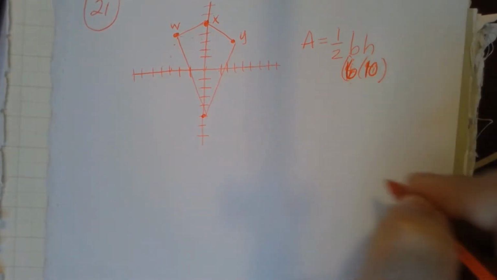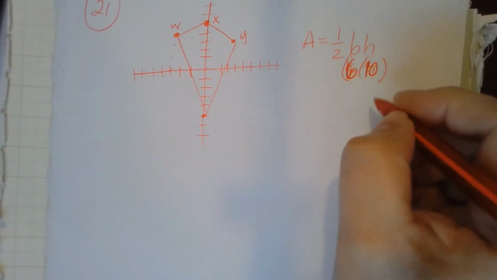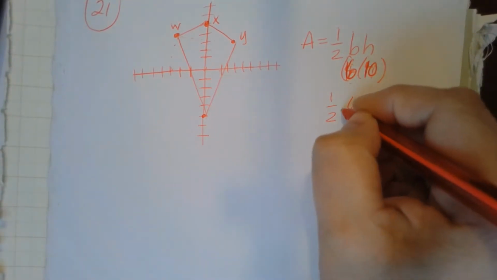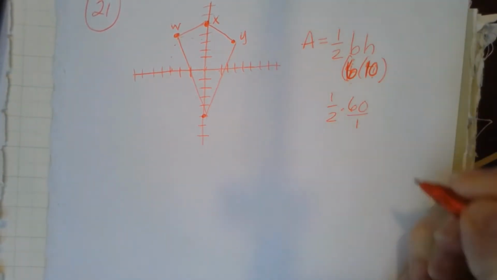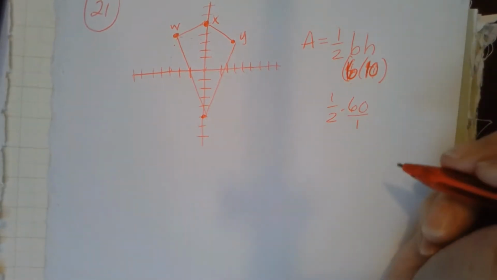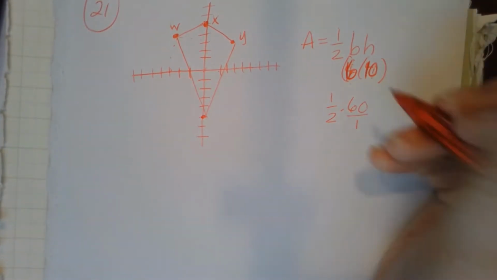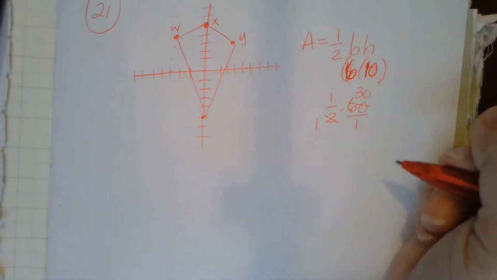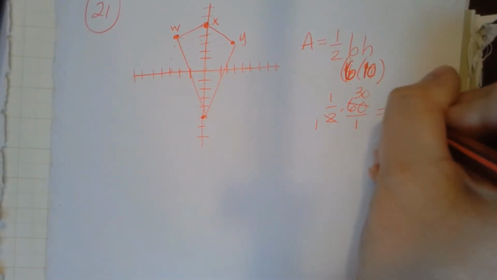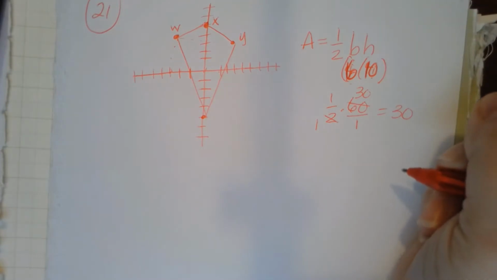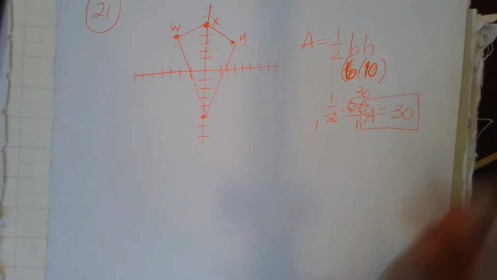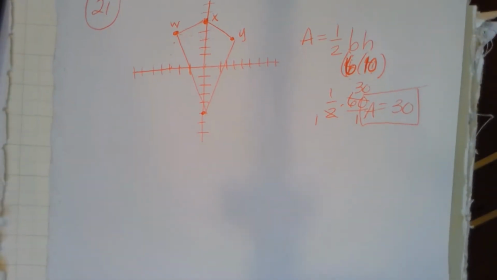We're just going to start multiplying. So I've got 6 times 10 is 60, and I'm going to multiply that by 1/2. Now, if I'm multiplying by a fraction, I'm going to give myself a little denominator because it helps me see. And from here, I'll simplify. 2 goes into itself once and into 60 30 times, which ends up being 30. And that's your area. Okay, number 21.